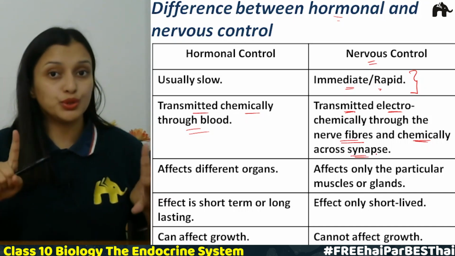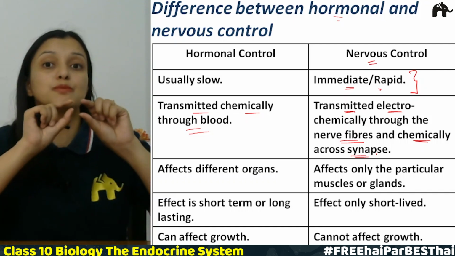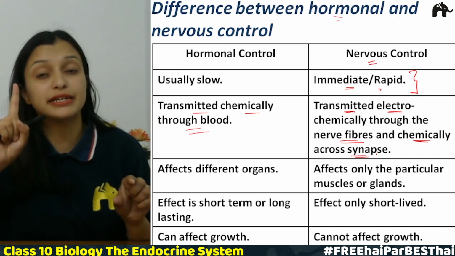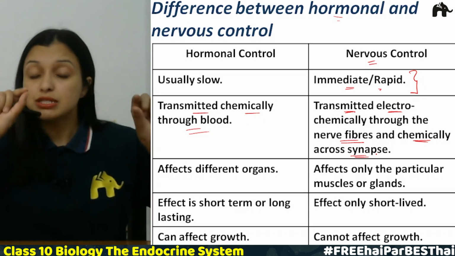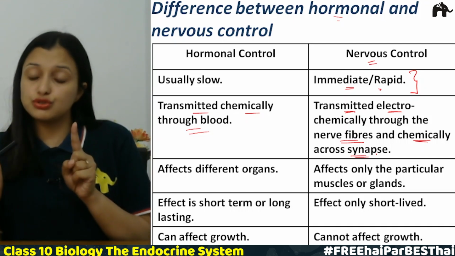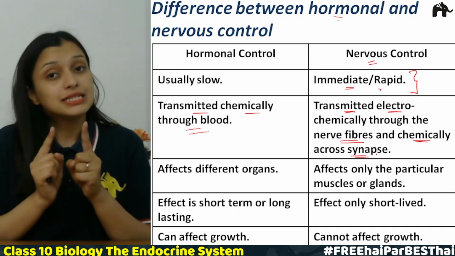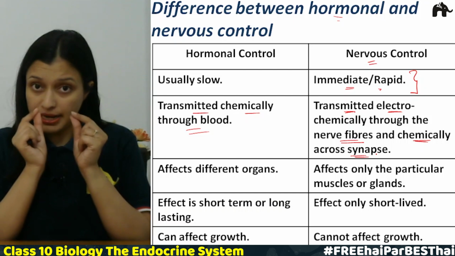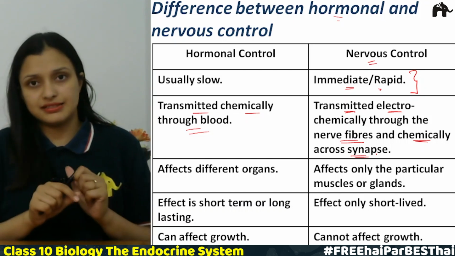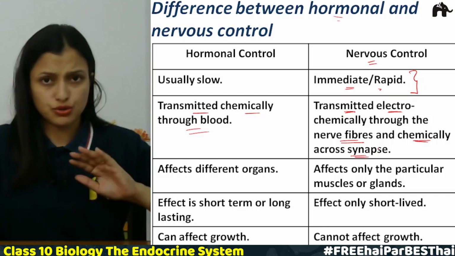As I told you in the nervous system chapter also, when an impulse is present in the neuron, the basic structural and functional unit of the nervous system, that impulse will be in the electrical form. But as soon as this impulse has to be transferred to the next neuron, there is a small gap between these two neurons which is called the synapse. In this minute space, the impulse is carried in the form of chemical signals. So the transmission is electrochemical. Fine. So I hope this is clear.